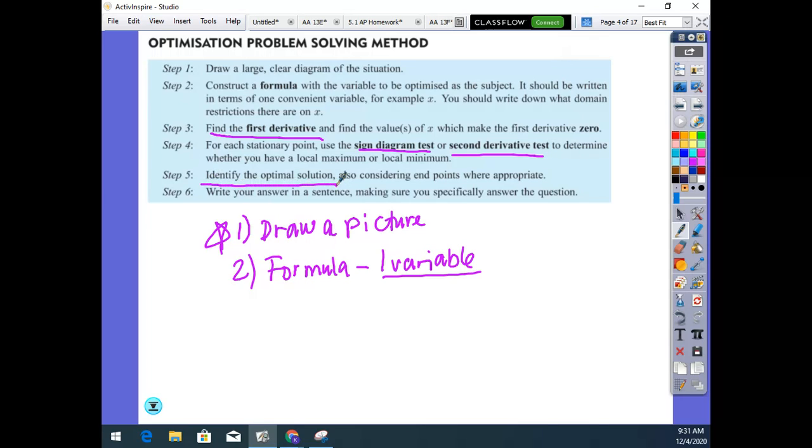Third step, take the derivative, do your sign diagram test, then your second derivative test if necessary. Figure out your optimal solution. That's where endpoints, the derivative equals 0 or does not exist, come in. Now, step 6, write your answer in a sentence. A lot of times, people go through all of this work and they don't actually answer the question. So we recommend step 6 to make sure you specifically answer the question. Go back and read the question. You don't want to go through all that work and not answer it. You'll see what I mean as we get started.